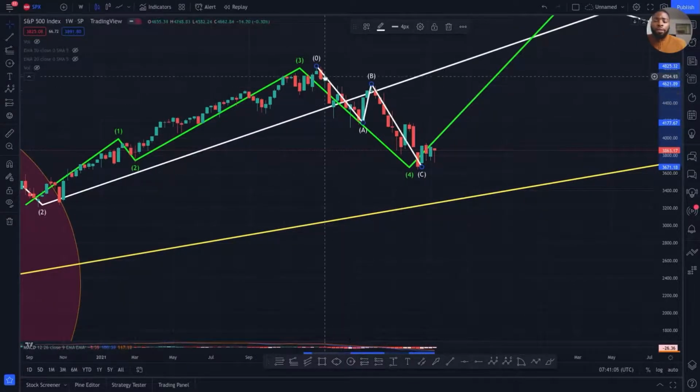The A wave could either be a 3-wave pattern or a 5-wave pattern. The B wave is always a 3-wave pattern. The C wave is always a 5-wave pattern. I can't really see much information, but I can see the overall 3-wave pattern, the A, B, C pattern.